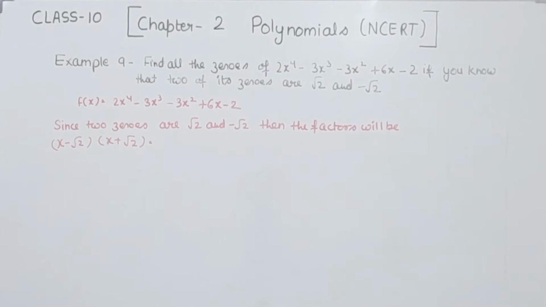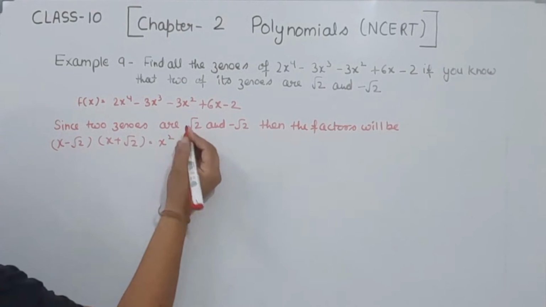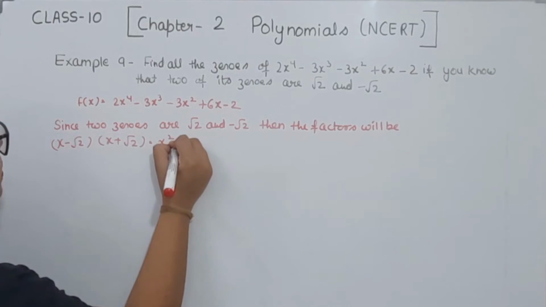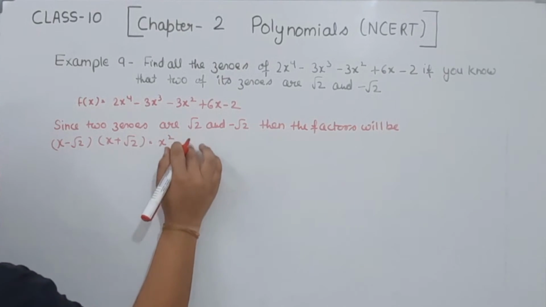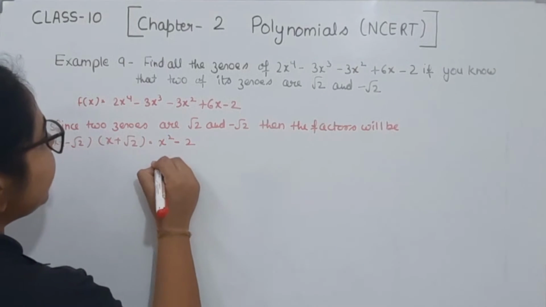So I can write this as x square, plus minus minus. Root 2 multiplied by root 2 is equal to 2. So the factor we are having is x square minus 2, and this is a factor of this polynomial we'll consider.